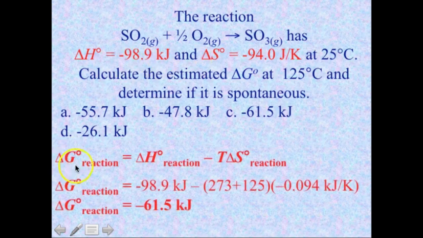Here's our free energy reaction. We enter the enthalpy change. We calculate the new Kelvin temperature, 273 plus 125, and we multiply it by the change in entropy, correcting for the fact that entropy must be displayed as kilojoules and not joules to match the units of enthalpy, which is kilojoules. So the free energy change of the reaction is minus 61.5 kilojoules. And because the change in free energy is a negative value, this is a spontaneous reaction.